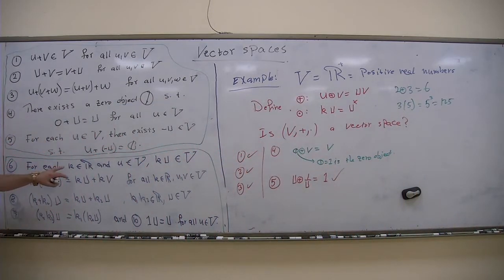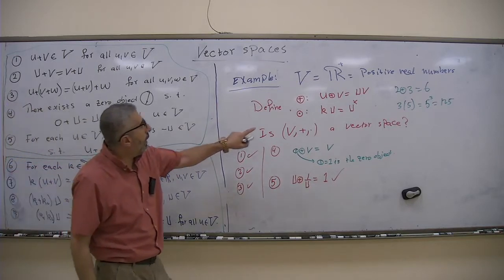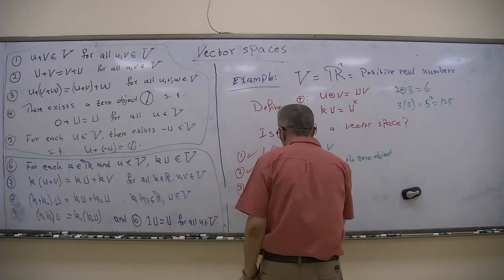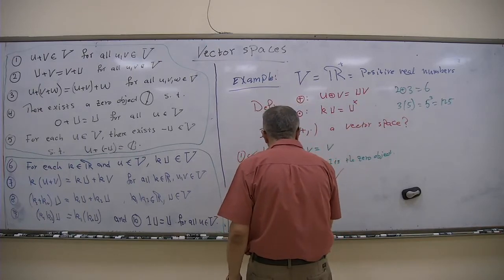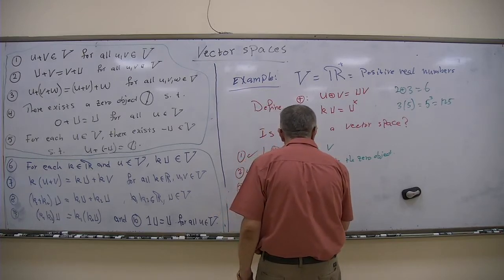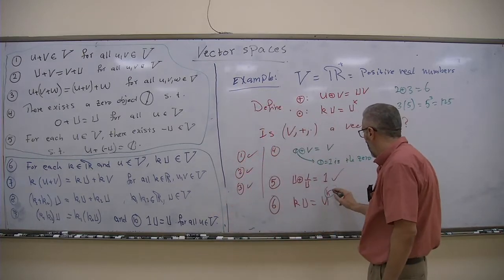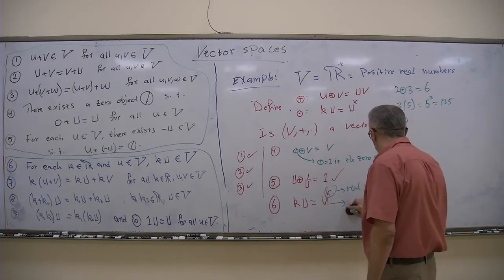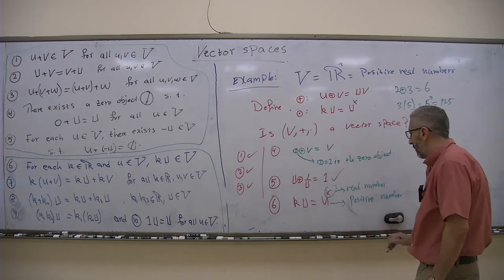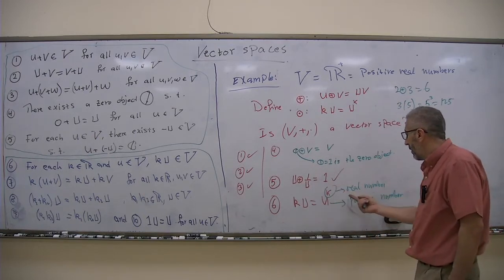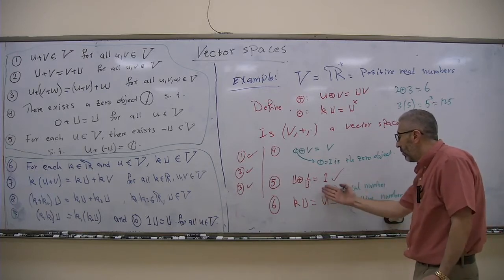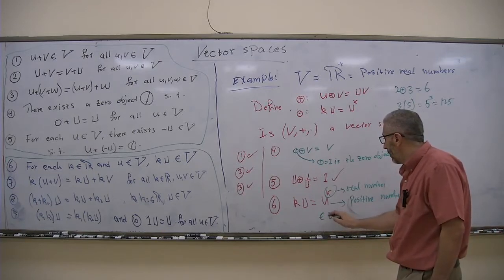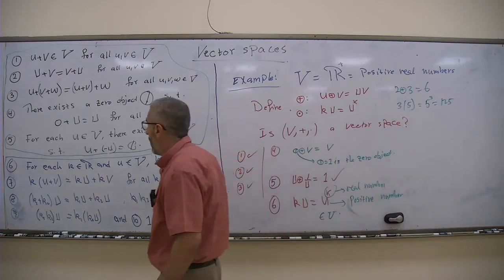What about number 6 here? ku is going to be u exponent k. U is a positive number and k is a real number. So a positive number to the exponent of a real number gives you a positive number. So this belongs to your V, and that is valid.